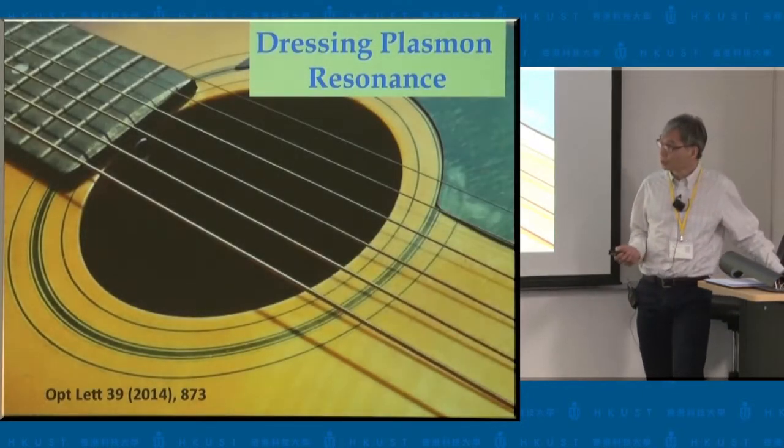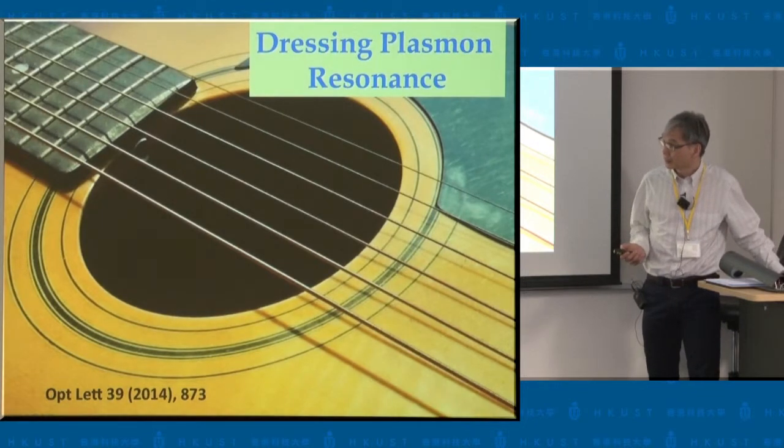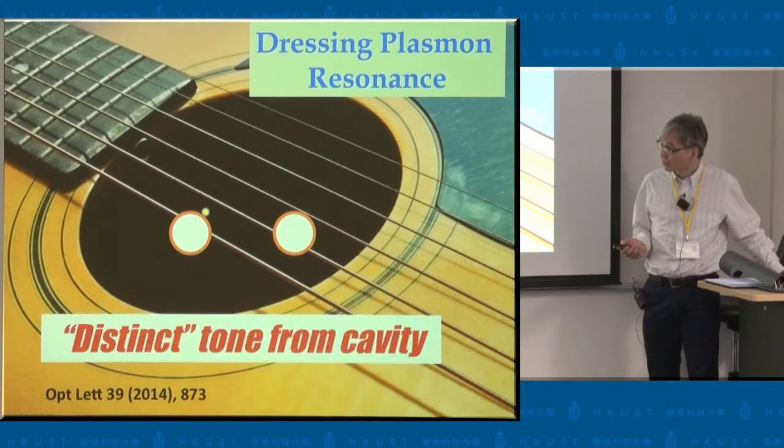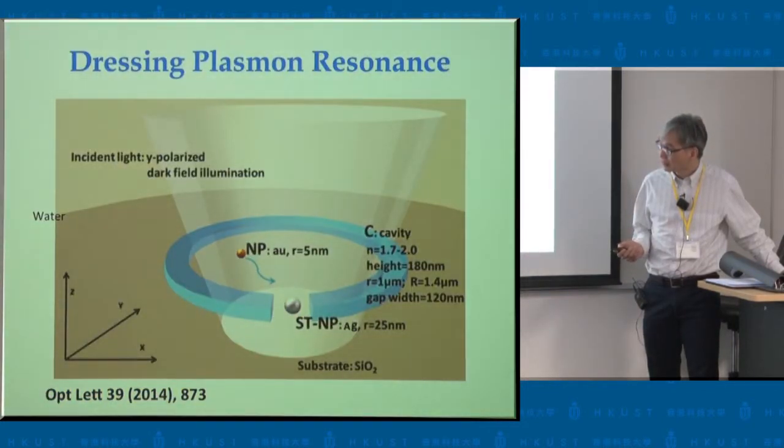Another one is what we call dressing the resonant ring. That is basically like a guitar, where you use a guitar body to enhance resonance. The guitar is dressing the resonance of your strings. So in here, what we've done is use a dielectric ring to try to enhance the resonance of a nanoparticle sitting in the center where the split is. There's a gold, or silver, nanoparticle here.